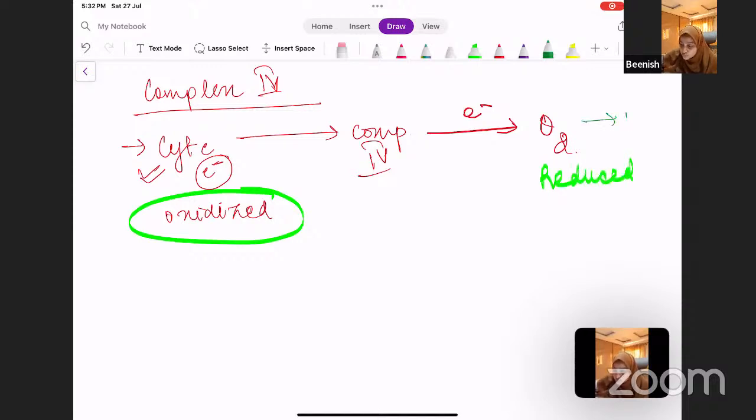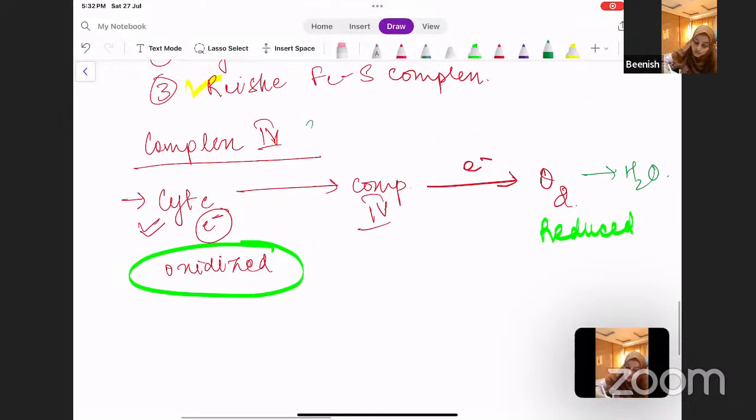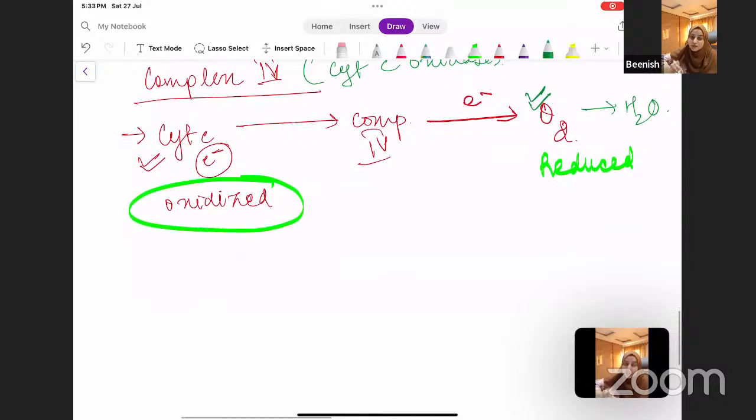Oxygen is getting reduced to water. Okay, so your oxygen is getting reduced to water, your cytochrome C is getting oxidized, and therefore this complex 4 is also known as cytochrome C oxidase. Also, always remember that oxygen is the final electron acceptor, and in order for it to get completely reduced to water, it should receive 2 electrons. Okay, on receiving 1 electron, it forms superoxide. So for oxygen to be completely reduced to water, it should always receive 2 electrons. And it is an irreversible complex.